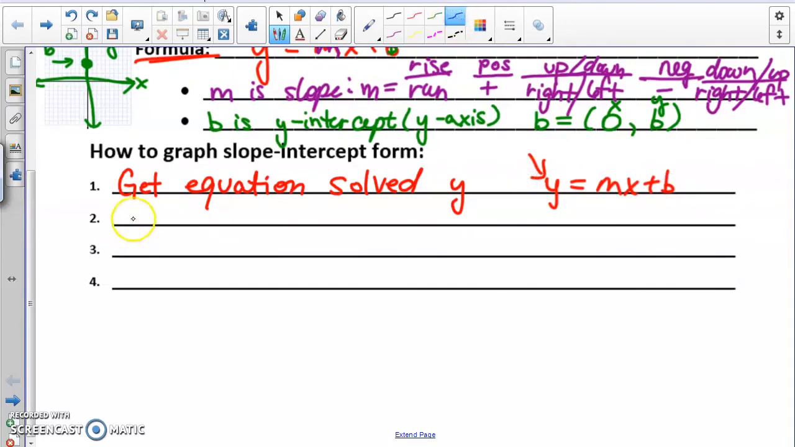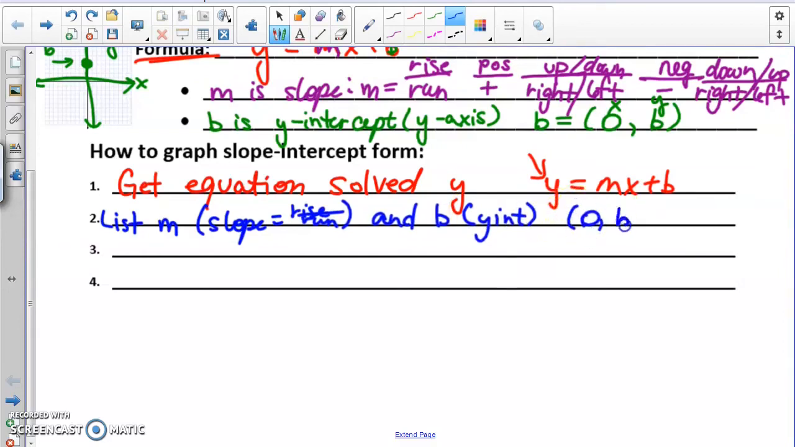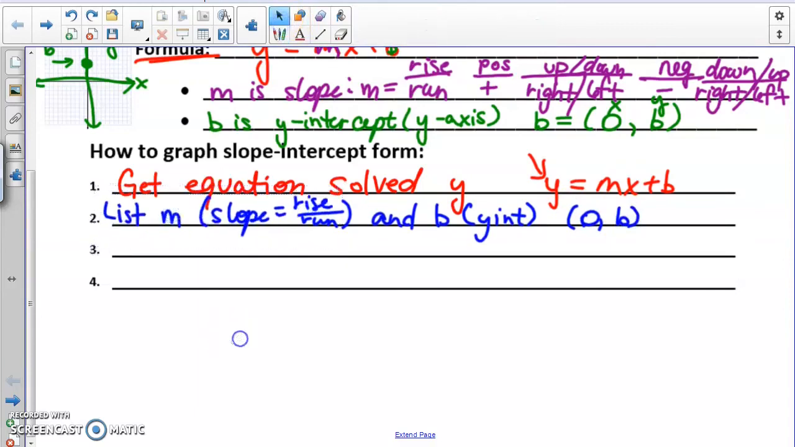Step 2, we're going to list m, which is our slope, which is rise over run, and b, which is our y-intercept. And we always write it like an ordered pair, 0, and then whatever b is. And now real quick, let's slide that back up there.